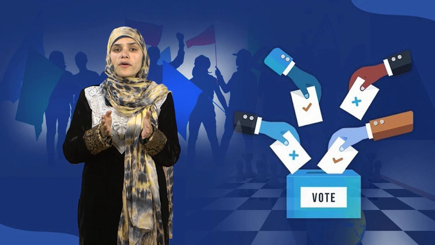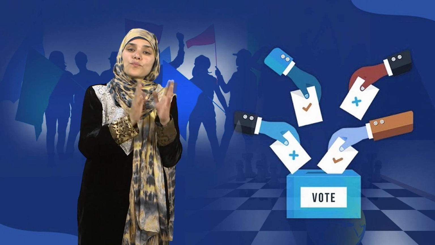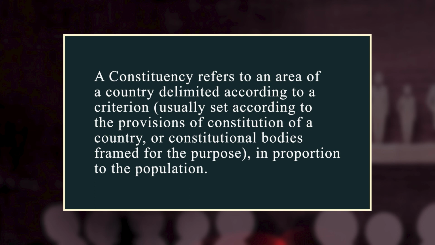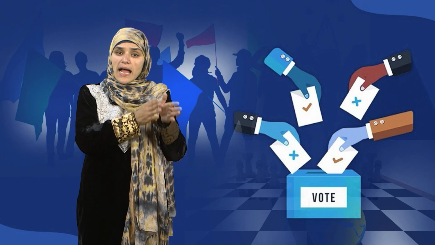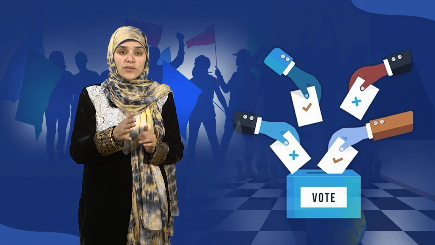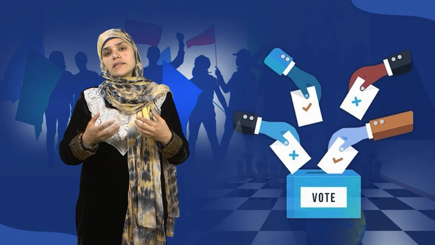Under territorial or geographical representation, the whole country is divided into geographical areas on a population basis called constituencies. A constituency refers to an area of a country delimited according to criteria usually set according to the provisions of the constitution of a country or constitutional bodies framed for the purpose, in proportion to the population. Now, each constituency is then framed as an electoral constituency. It enables the electorate to know their representative more closely. Voters of each constituency are entitled to elect their representative.